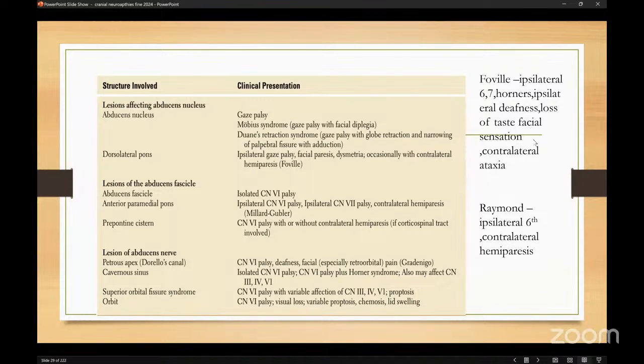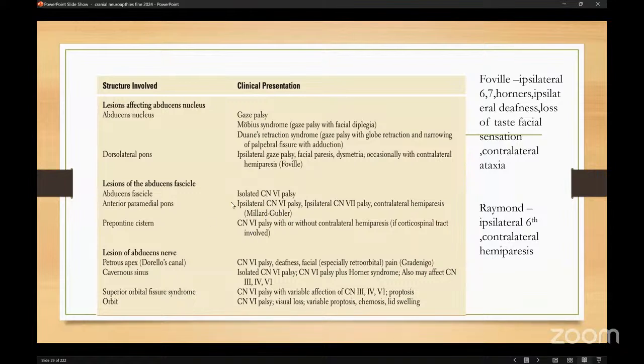So it is ipsilateral sixth, seventh, that is lateral rectus, facial palsy, Horner's will be there, ipsilateral deafness will be there, loss of taste and facial sensations also because of involvement of spinal tract of trigeminal nerve, and because of involvement of middle cerebellar peduncle, there can be contralateral ataxia. Okay, that is a Foville syndrome. And Raymond syndrome is ipsilateral sixth and contralateral hemiparesis. There is a difference between these two syndromes. Sometimes people say combined Raymond-Foville syndrome, but there is a difference. In Foville, along with sixth, there is seventh, Horner's, ipsilateral deafness, and loss of taste and facial sensation, and contralateral ataxia. Whereas in Raymond, it is ipsilateral sixth and contralateral hemiparesis.